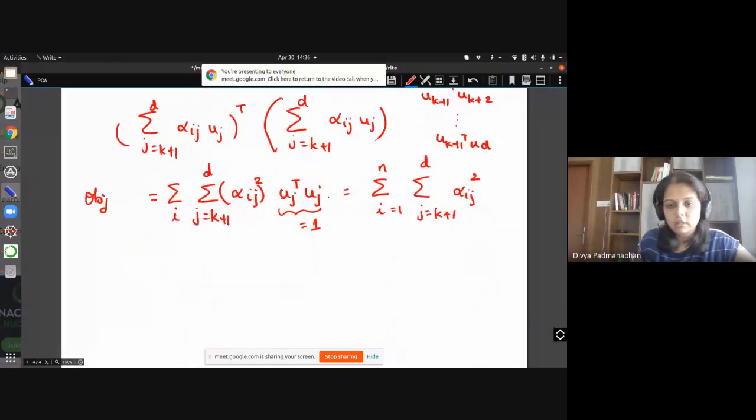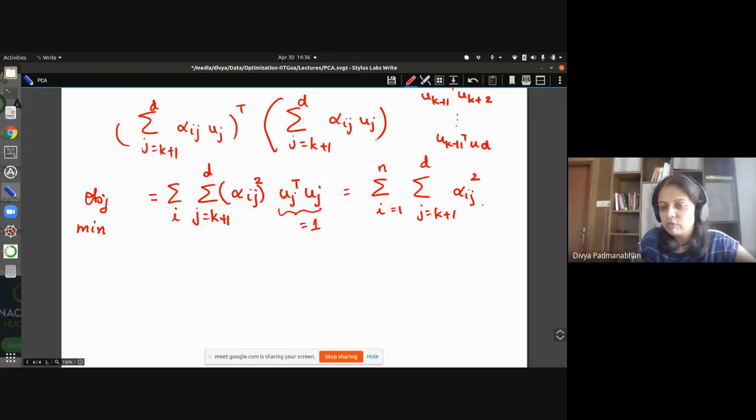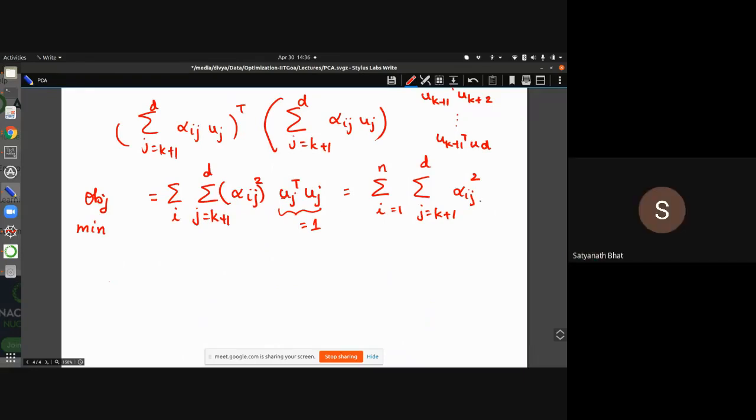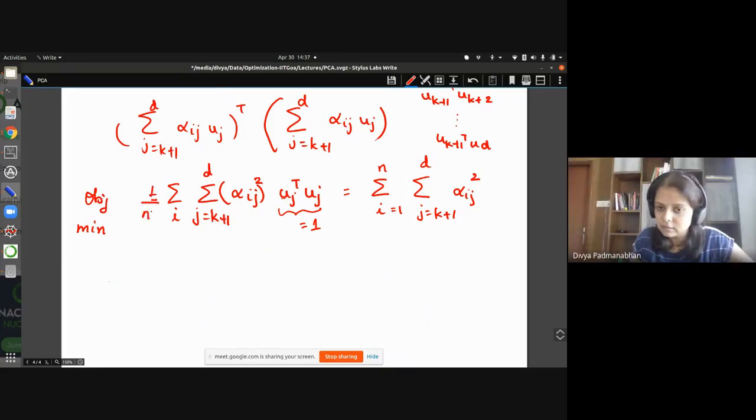So now, again, the overall problem is just you want to minimize this quantity, subject to those constraints. Now alpha, there is a 1 over n still, I think. Correct, 1 over n. Thanks for pointing this out. So 1 by n times this double summation you want to minimize.